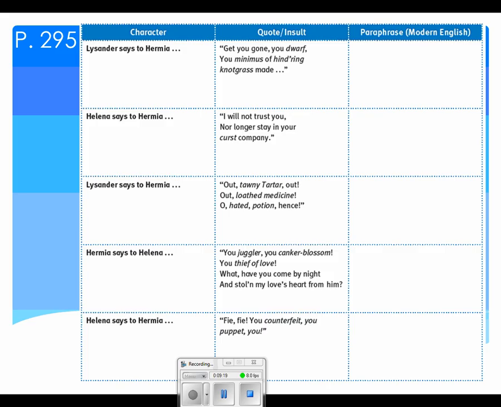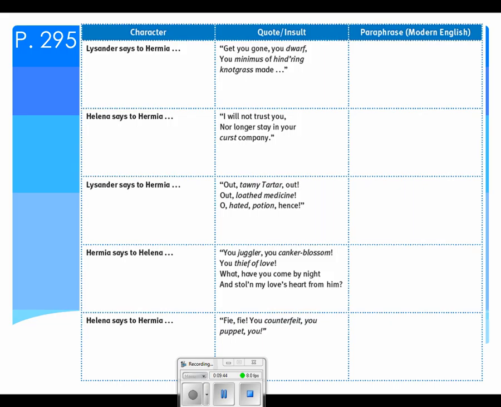All right, now the middle column says a quote, but it's an insult. So is the insult going to be generally happy or angry? Angry. So there's a big cue as to how you would say these things. And then we have to paraphrase it. So let's look at only the first row. Lysander is insulting Hermia.